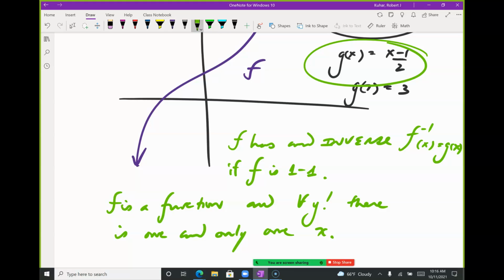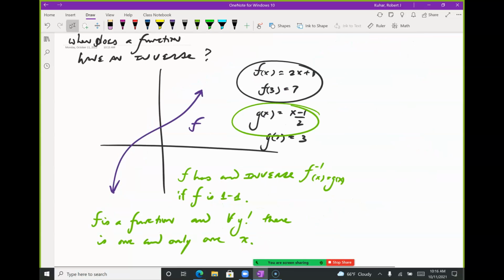That exclamation point means unique. For every unique y. But it's pretty easy. It must pass the horizontal line test to be a function. HLT. It must pass the vertical line test. Sorry, it must pass the vertical line test to be a function, and it must pass the horizontal line test to be 1 to 1.